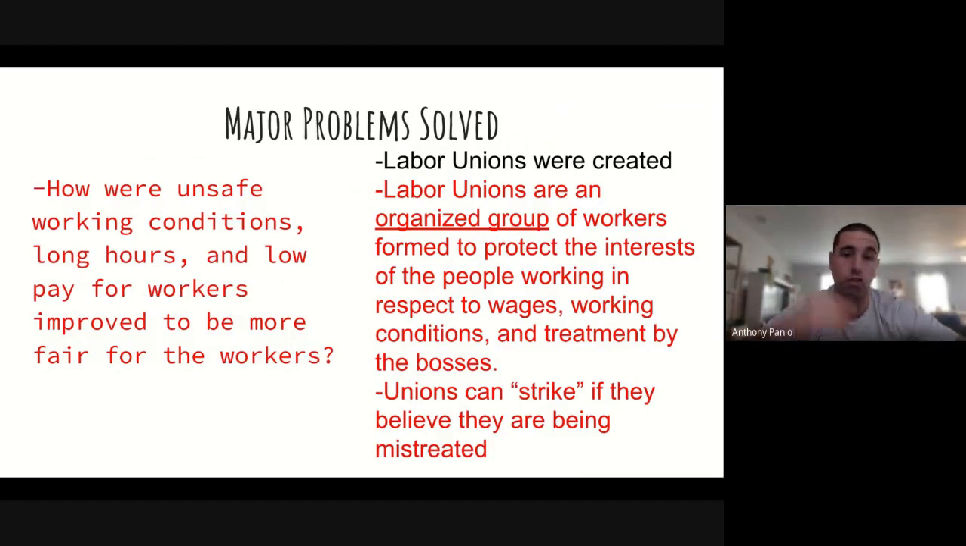The biggest thing a union can do, and we'll learn more about this on Thursday, is strike. Striking is very similar to protesting or boycotting, but a strike is specific: it's when a worker voluntarily chooses not to go to work.